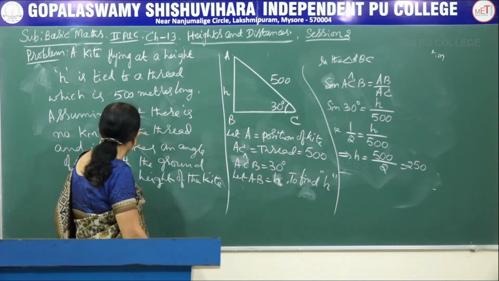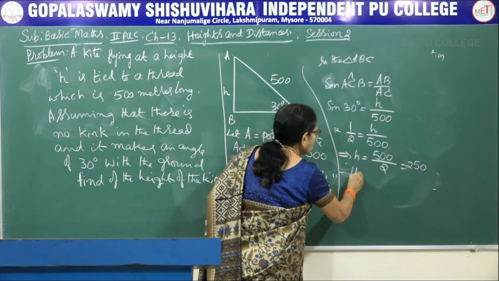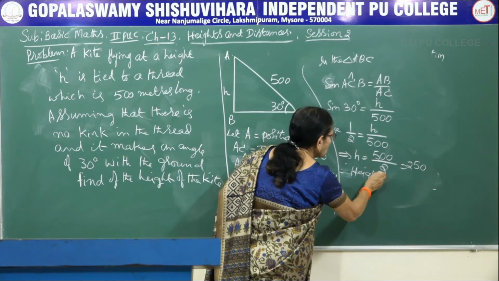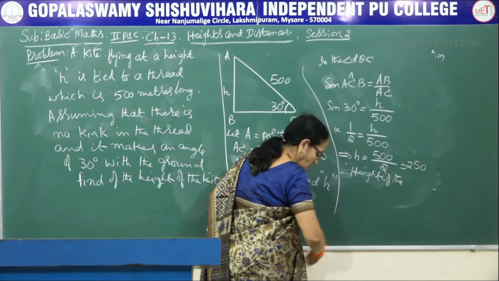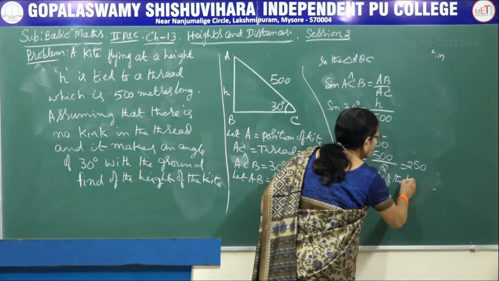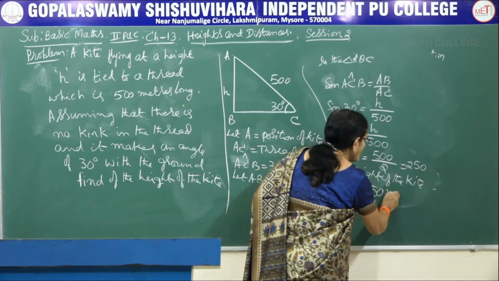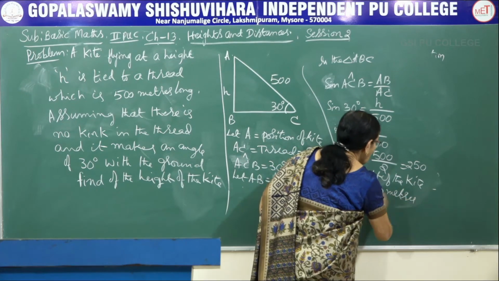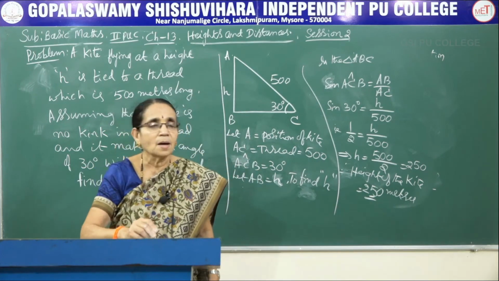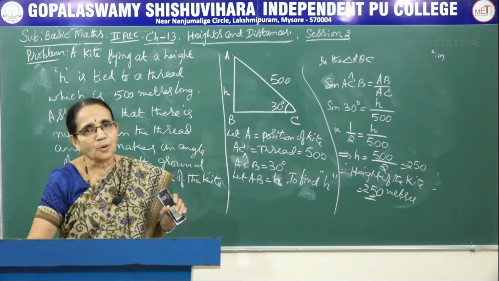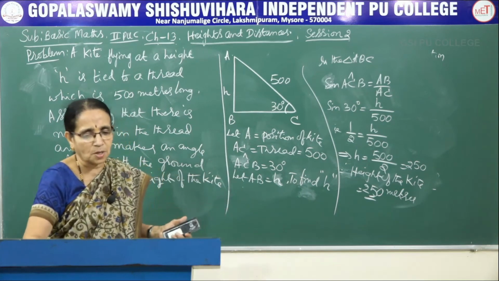So they have asked the problem, find the height of the kite. So answer, you have to write the height of the kite is equal to 250 meters. Or you can write the answer like this also: the kite is flying at a height of 250 meters. Both the ways the answer can be expressed here.